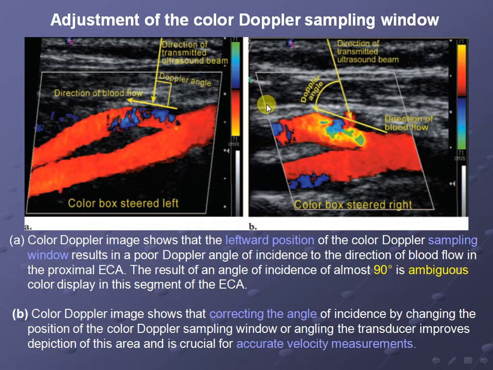Okay? So you angle your transducer, make some sort of an angle, or you use the steer, you rotate the box in the opposite direction. See, this box is in this direction, while here, we changed the box direction. We steered it. It was to the right. We make it to the left. Okay? Here. And now we have a good signal. And you can see there is some sort of aliasing here.